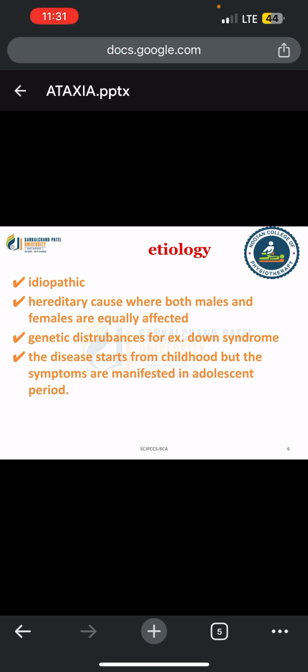Second one is hereditary, where both males and females are equally affected. Third one is genetic disturbance, for example, Down syndrome. And the fourth and last one, the disease starts from childhood, but the symptoms are manifested in the adolescence period.